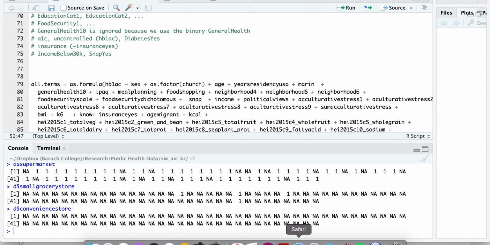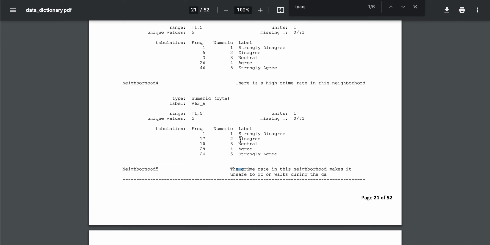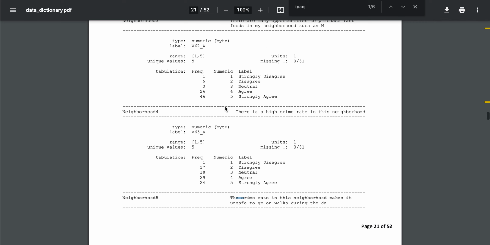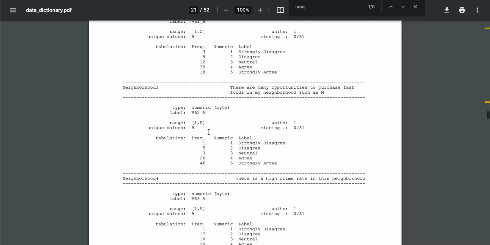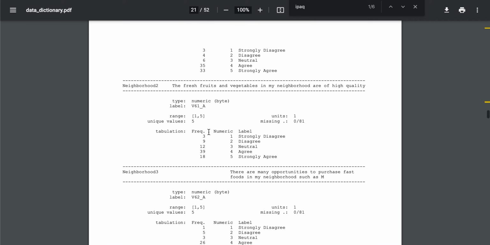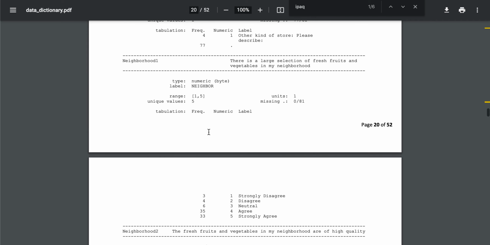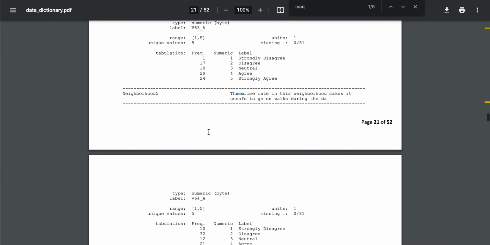Let's see why. Yes, because neighborhood 3, the imbalance is. Maybe I should keep all of them. I don't know, it's a good question. Let's just keep all of them. Who knows? They're all related, and the imbalance is.